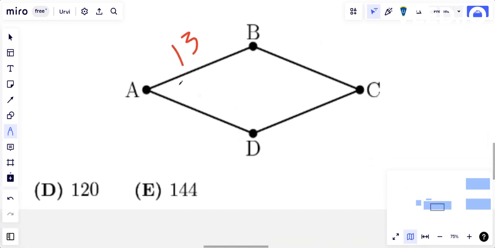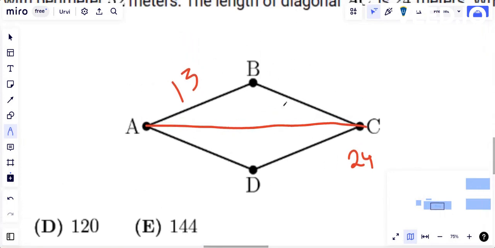Now, one thing we also know is from A to C, draw a line here, A to C is 24, right? We know that this is 24. Let me just write it here, right? AC is 24. We know that. Now, basically, we need to find the area.